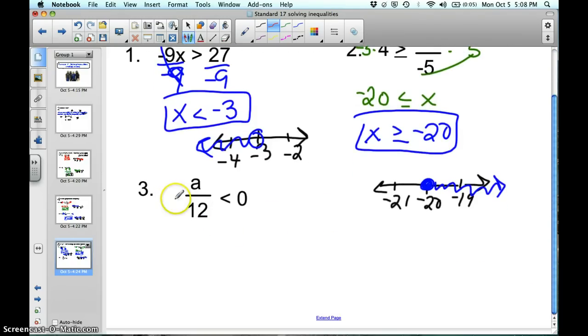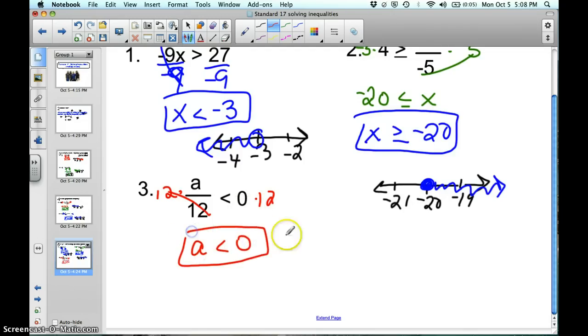All right, last example. I have a divided by 12 is less than 0. So again, to get rid of division, I multiply on both sides. When I do that, I'm going to bring down my a is less than, and then 0 times 12 just gives me 0. So a less than 0.